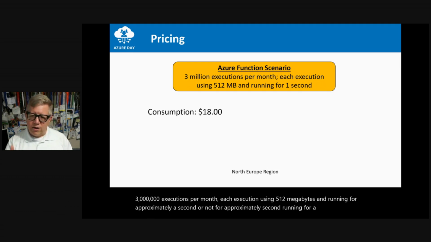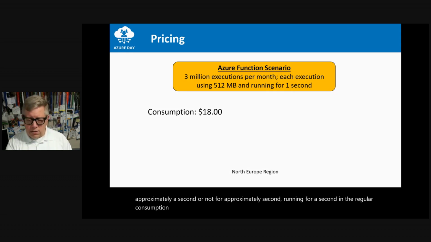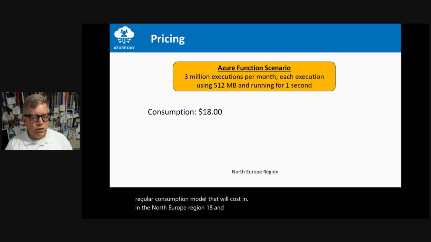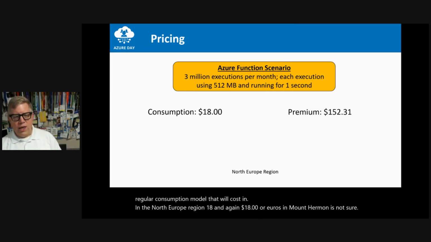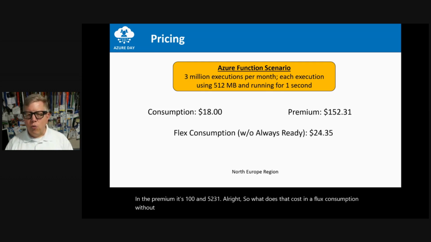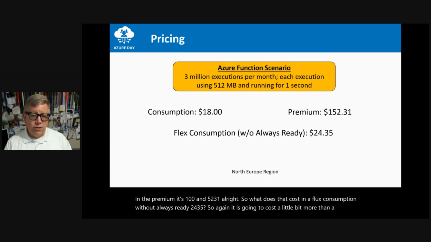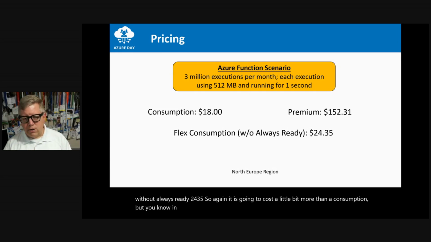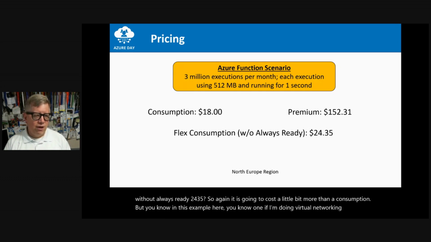In the regular consumption model, that will cost in the North Europe region 18, and again, $18 or euros, I'm not 100% sure. In the premium, it's 152.31. All right. So what does that cost in the flex consumption without always ready? 24.35. So again, it is going to cost a little bit more than consumption, but in this example here, one, if I'm doing virtual networking, I didn't pay anything extra for it.